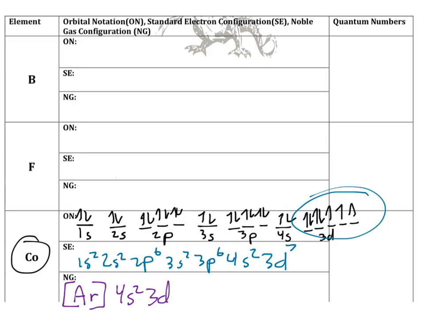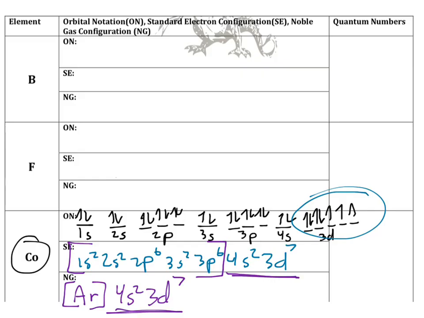Again, cobalt is 7 elements into the d orbitals, and that's what we end up with. Notice how this right here happens to be the electron configuration for argon. So argon is replacing that entire part of the electron configuration, and then everything after that is what we end up writing.